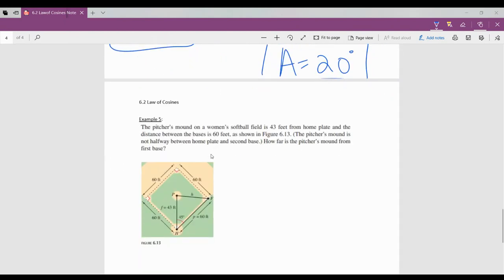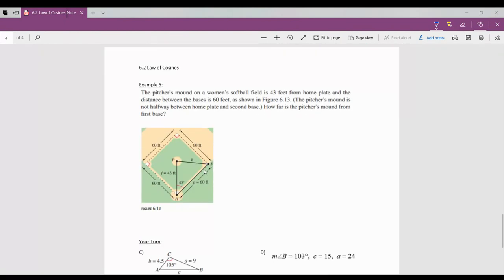All right. So last one is a little word problem. Application of the law of cosines, same idea. So we've got the pitcher's mound on a women's softball field is 43 feet from home plate, and the distance between the bases is 60 feet, as shown in the figure below. The pitcher's mound, we're given, is 43 feet away from home plate. The distance between the bases is 60 feet. And then we've got the angle that it makes is 45 degrees.